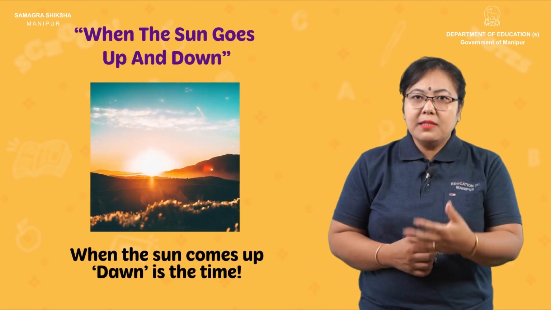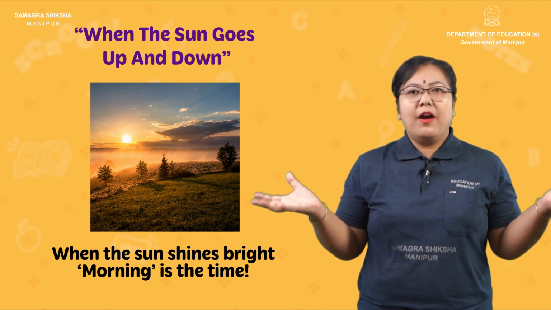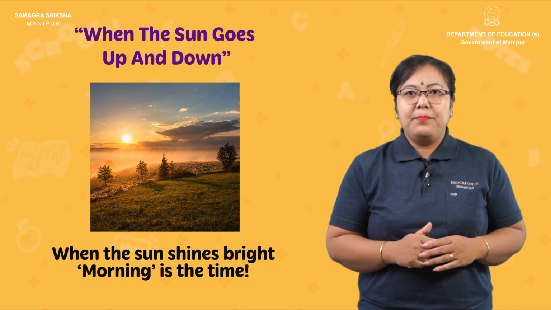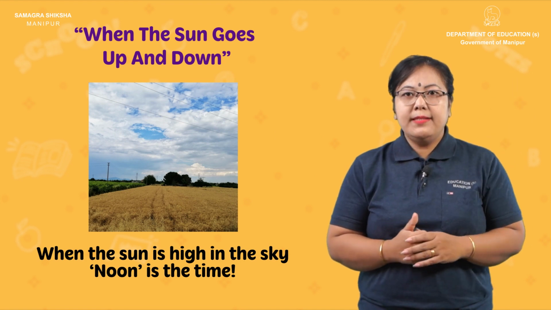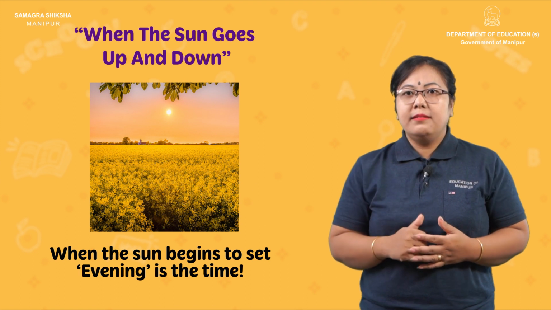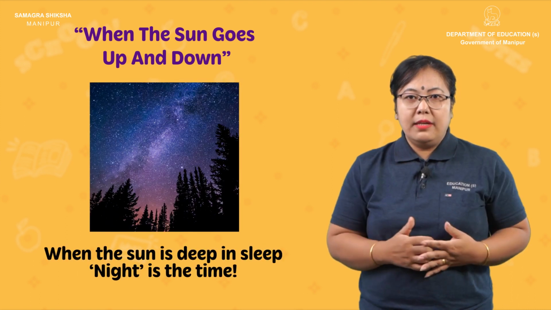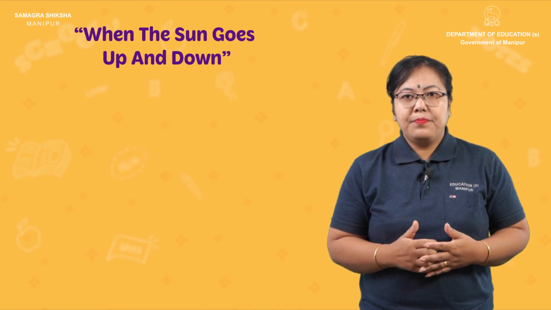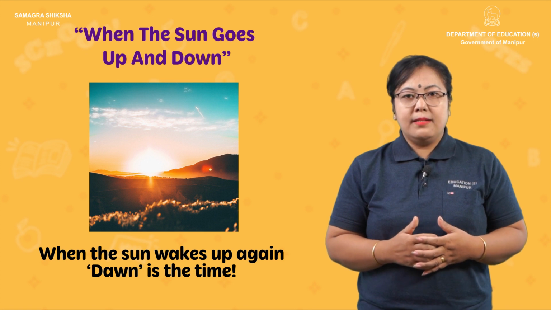When the sun comes up, dawn is the time. When the sun shines bright, morning is the time. When the sun is high in the sky, noon is the time. When the sun begins to set, evening is the time. When the sun is deep in sleep, night is the time. When the sun wakes up again, dawn is the time.